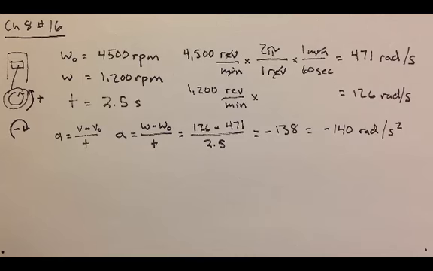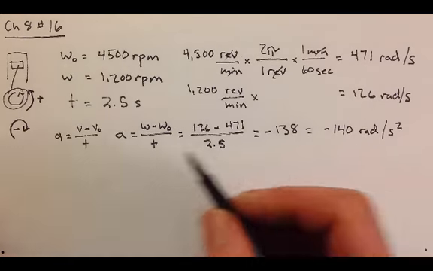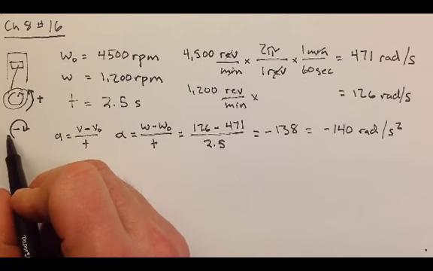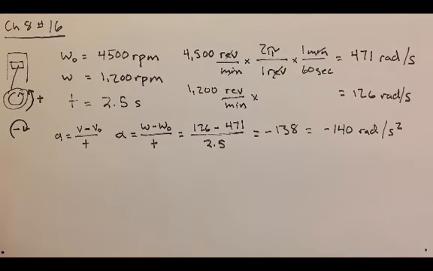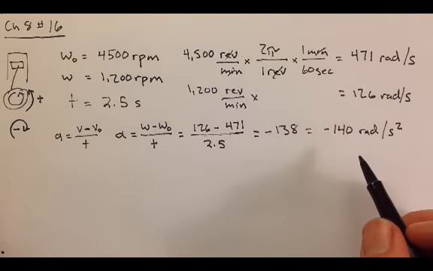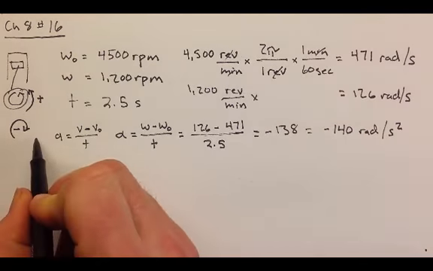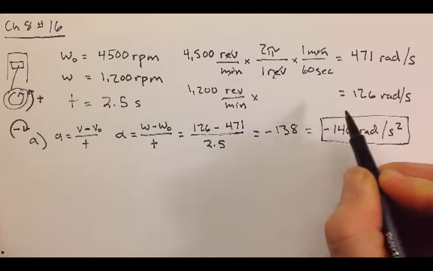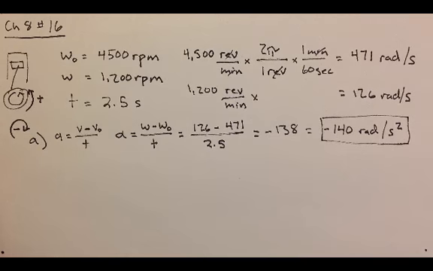All right. Here, the negative sign means that the acceleration is occurring in the negative direction, meaning that it's slowing down. All right. So that is part A of this problem, and let's jump ahead to part B here.